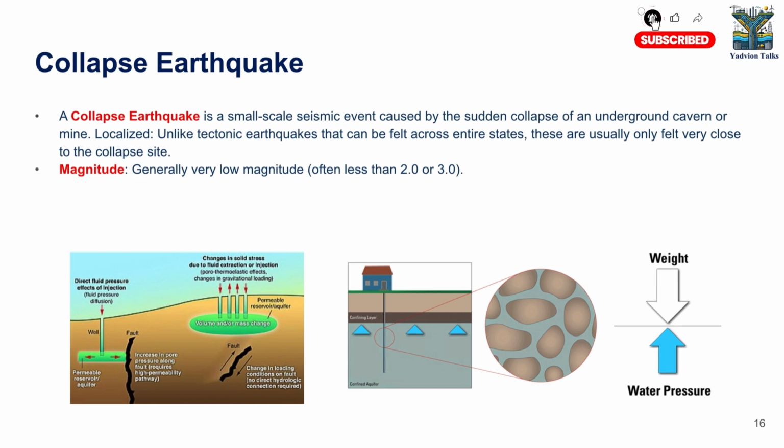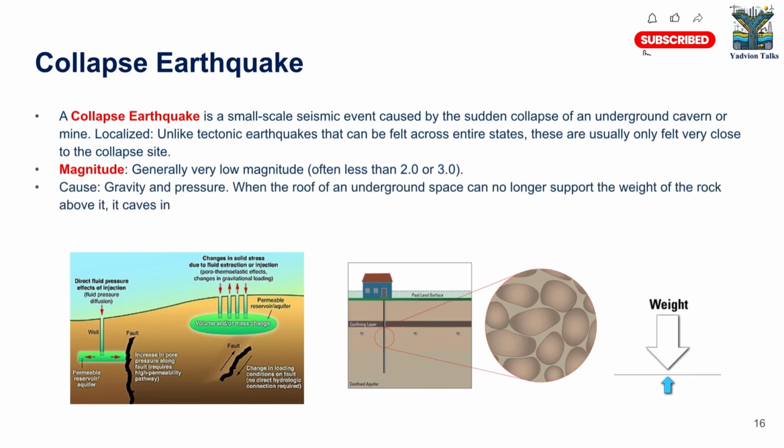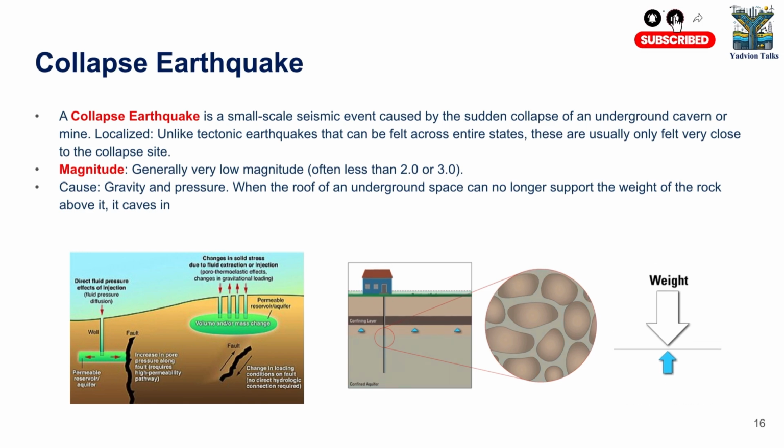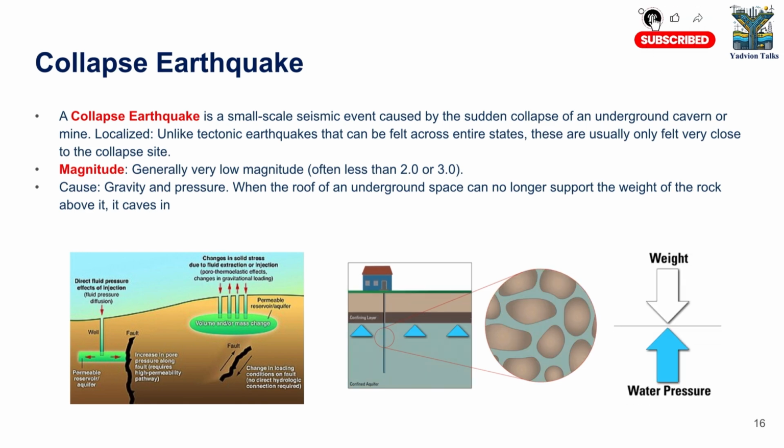The magnitude is very low, often 2 to 3. It is caused by gravity pressure when the roof of an underground space can no longer support the weight of the rock above it. This is called caving, and it caves in.